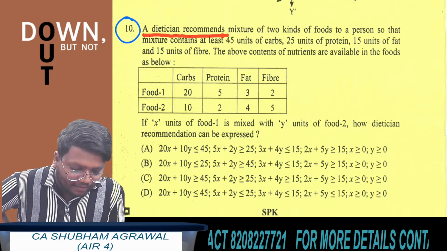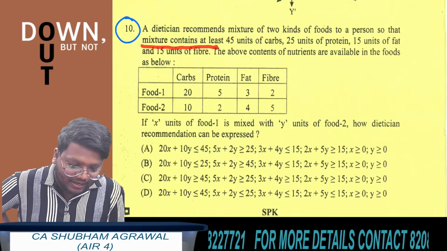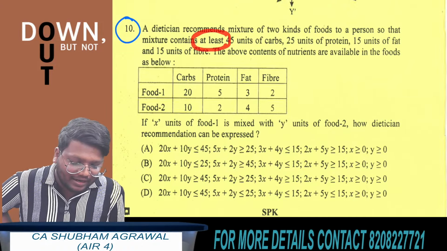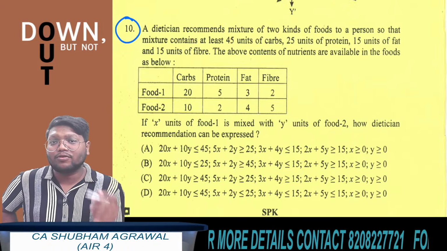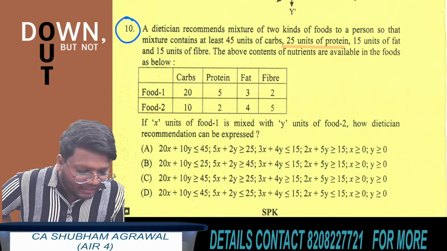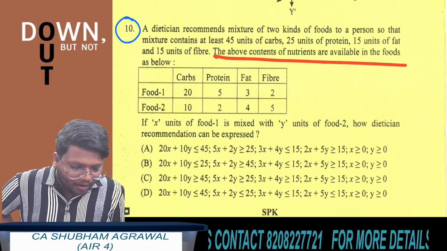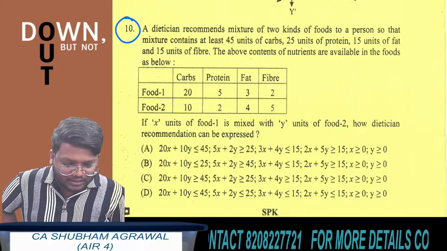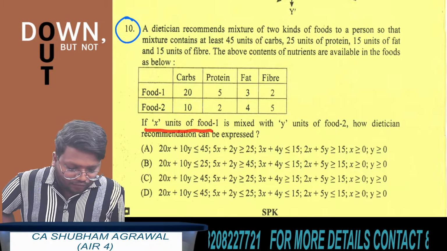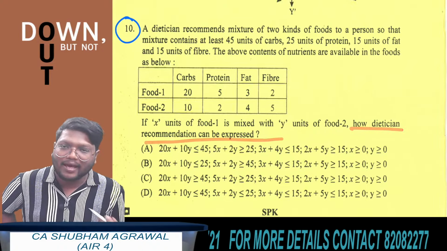A dietitian recommends a mixture of two kinds of foods to a person so that the mixture contains at least 45 units of carbs. I have already told you, whenever you see the words at least, which sign of inequality do we use? Greater than or equal to. Okay. 25 units of protein, 15 units of fat and 15 units of fiber. The above contents of nutrients are available in the foods as below. They have given this table. If x units of food 1 is mixed with y units of food 2, how can the dietitian's recommendation be expressed?